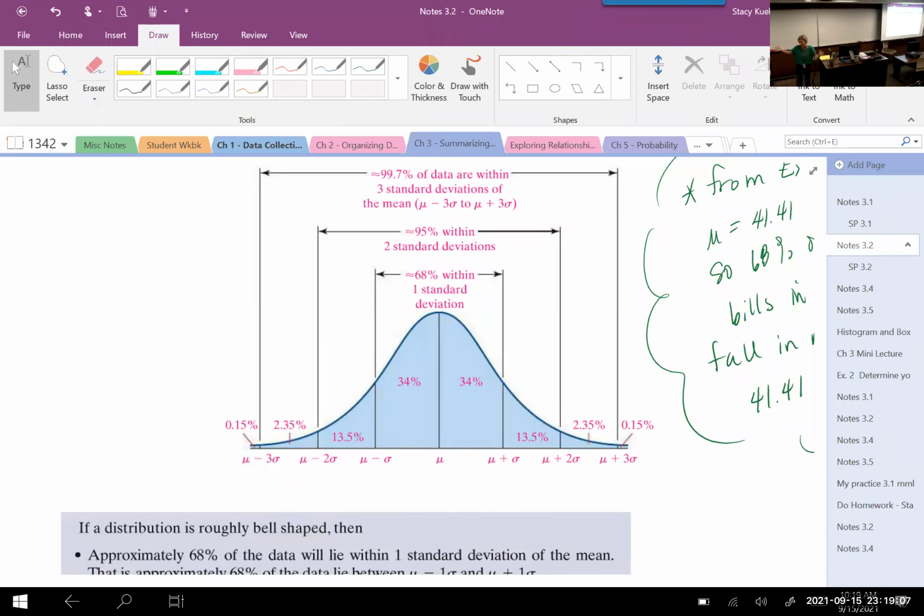Now, if we move further out, notice as I keep going out, now I'm at 2 standard deviations away from the mean, either above or below. If I'm within 2 standard deviations of the mean, then I'm going to not only have the 2 34s, but I'm also going to have the 13.5 and the 13.5 on either side. That's a total of 95%. So what that says is if I have a data set that is normally distributed, I know from the empirical rule that 95% of the data that I collected is going to be within 2 standard deviations of the mean.